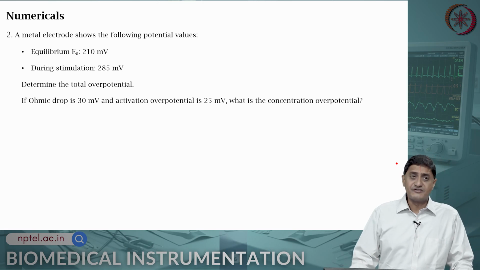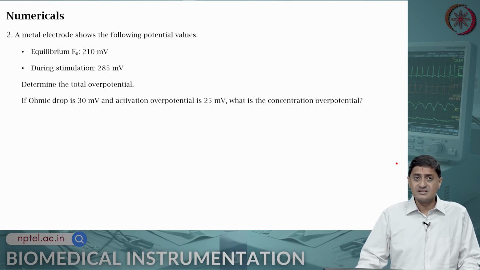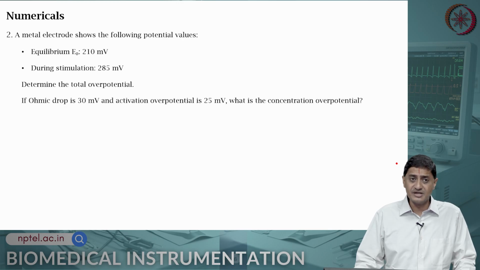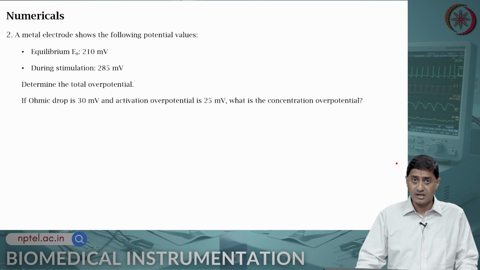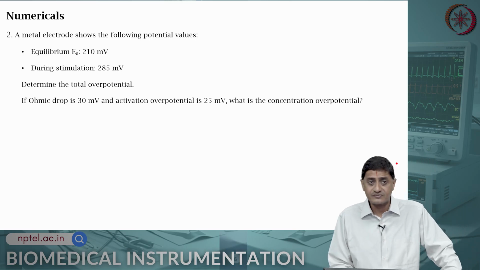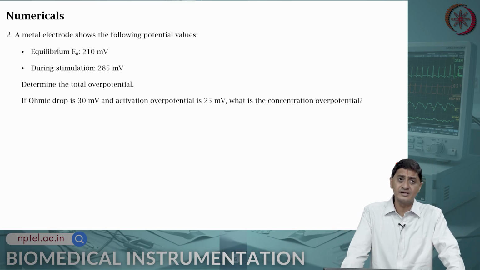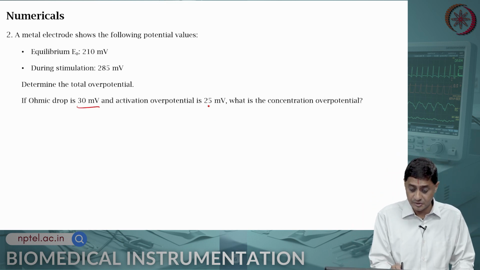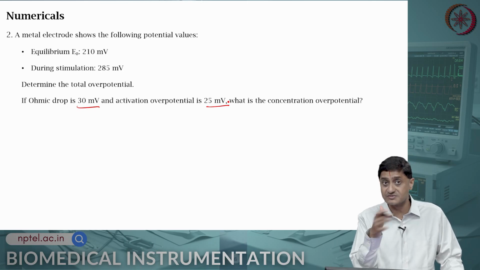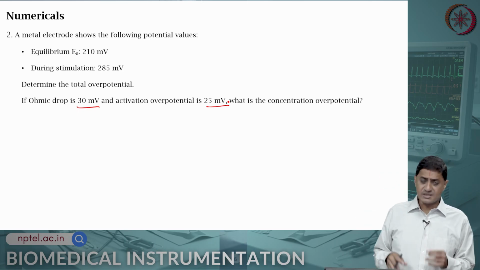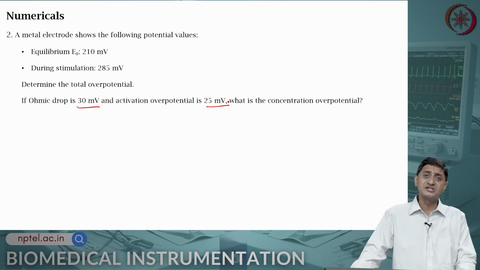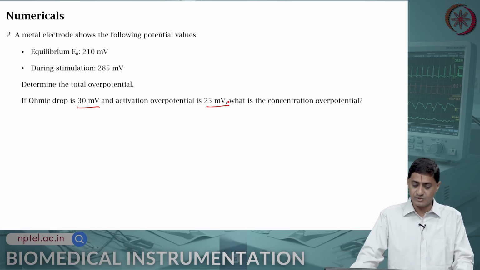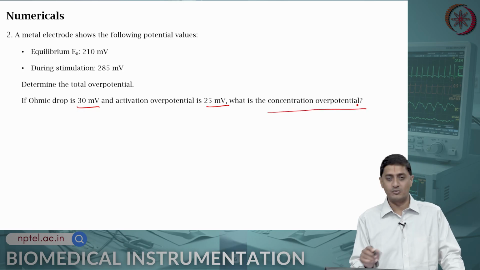A metal electrode shows the following potentials. At equilibrium, E naught is 210 millivolts, and when stimulated it shows a potential of 285 millivolts. At zero current it is 210 millivolts; at stimulation it is 285 millivolts. If the ohmic overpotential is 30 millivolts and the activation overpotential is 25 millivolts, somehow they have measured this, do not ask me how. For the purpose of this problem, I know the ohmic overpotential is 30 millivolts and the activation overpotential is 25 millivolts. The question is, what is the concentration overpotential?